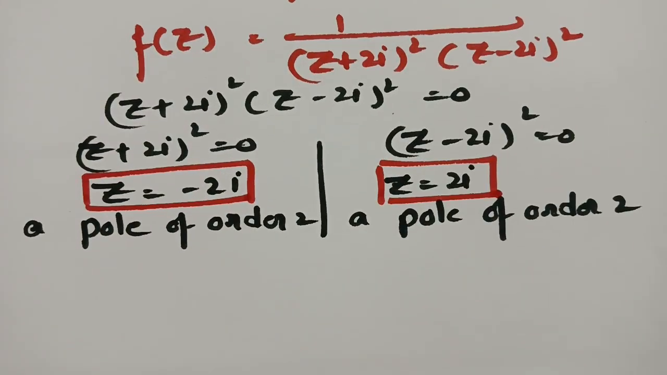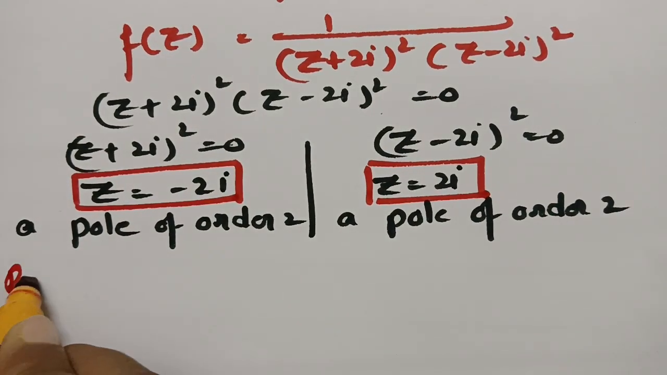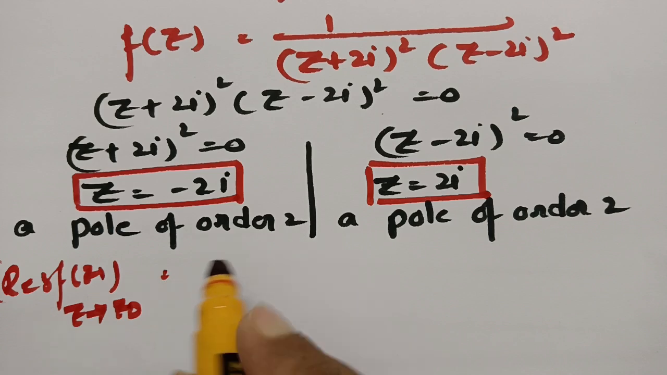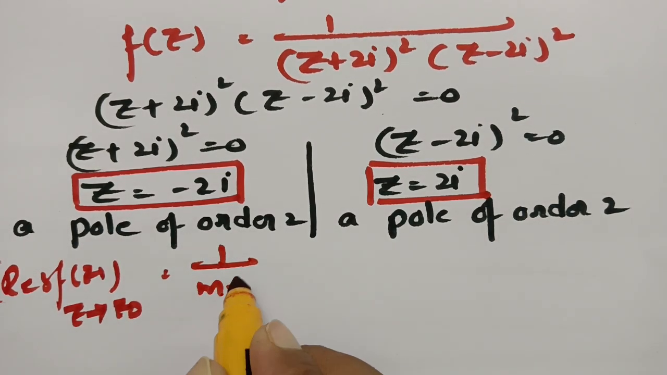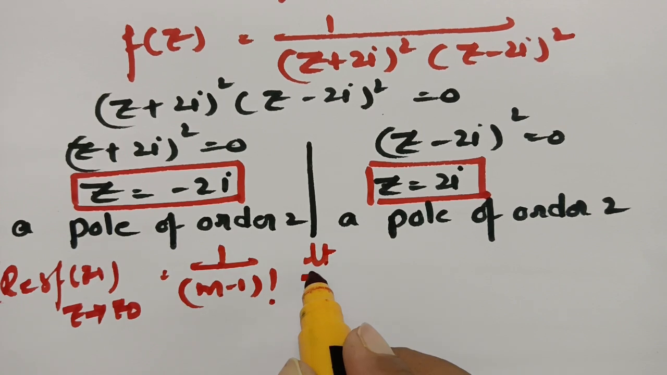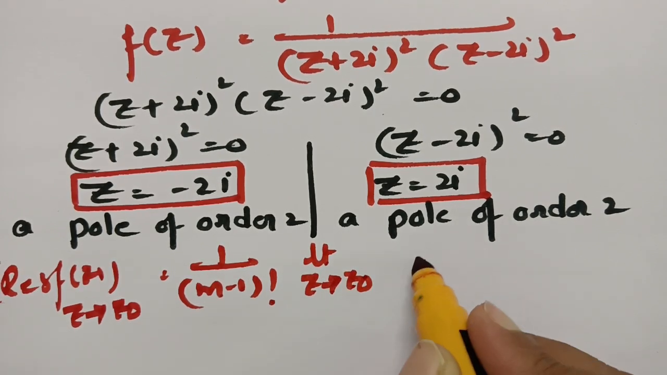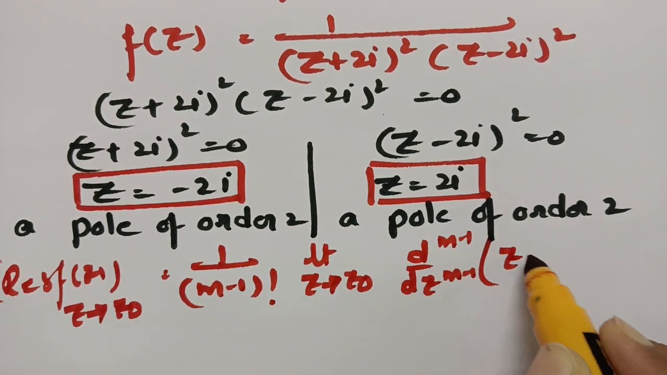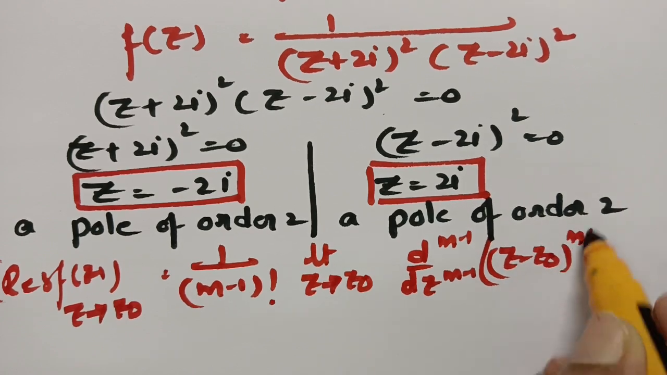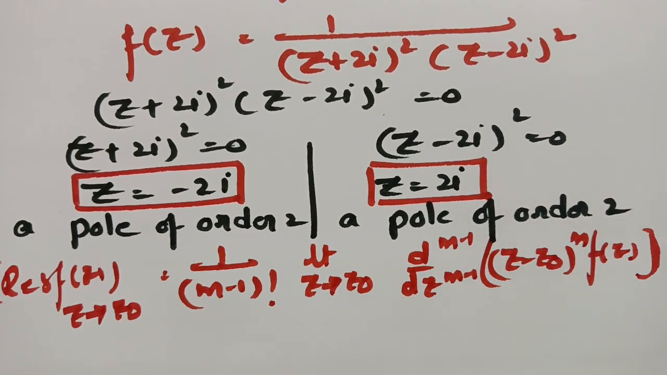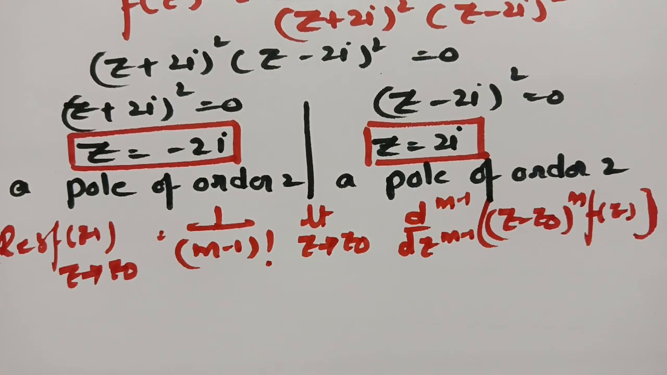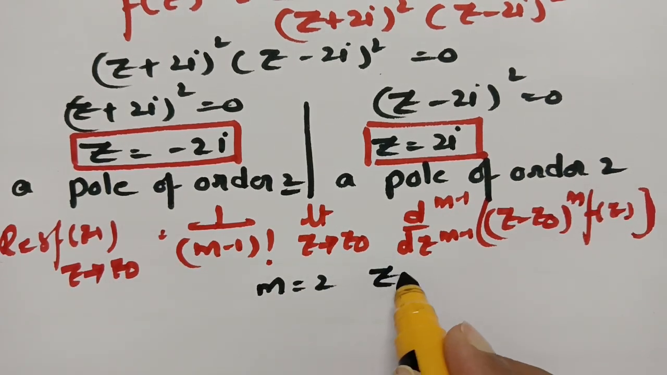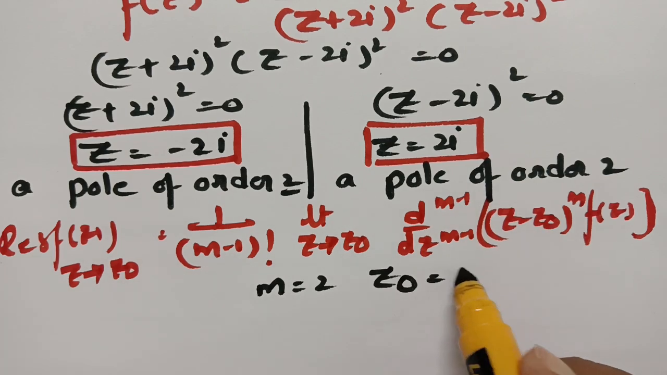First pole, I am taking as follows. The residue of the function at the point z is equal to z naught, the formula is 1 by (m minus 1) factorial into limit z tends to z naught of d by dz power (m minus 1) into (z minus z naught) power m into f of z. Clear? And therefore in this we have to keep our order value. What is our order value? 2. So m value is equal to 2, and the pole value here I am taking as minus 2i.